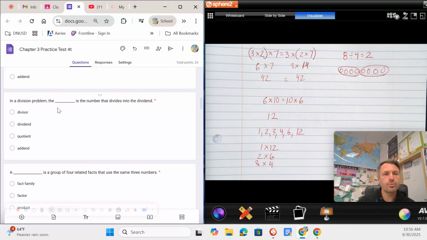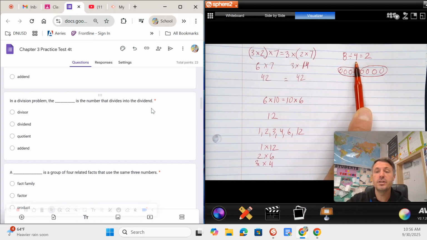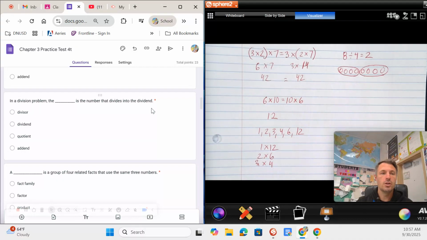And then in a division problem, the blank is the number that divides into the dividend. So here, that's the 4, and that's called the divisor. The dividend is divided by the divisor. So divisor is the answer to this one.